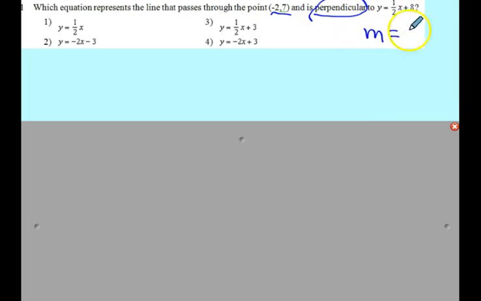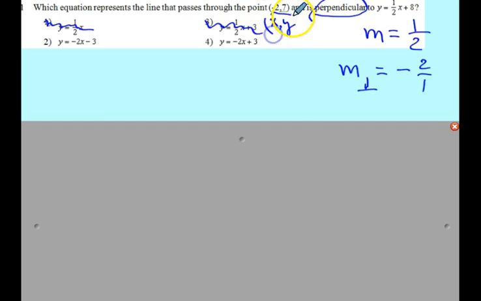Writing out the slope of this equation and finding out the slope of perpendicular requires that we remember it will be opposite, reciprocal. So slope would be simply minus 2, which allows us to cross out choices 1 and 3. And the rest is a business of substitution.